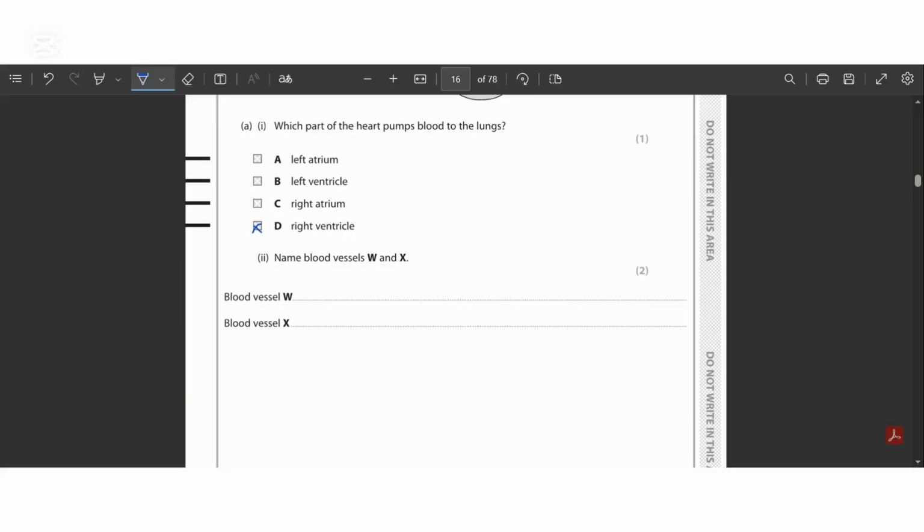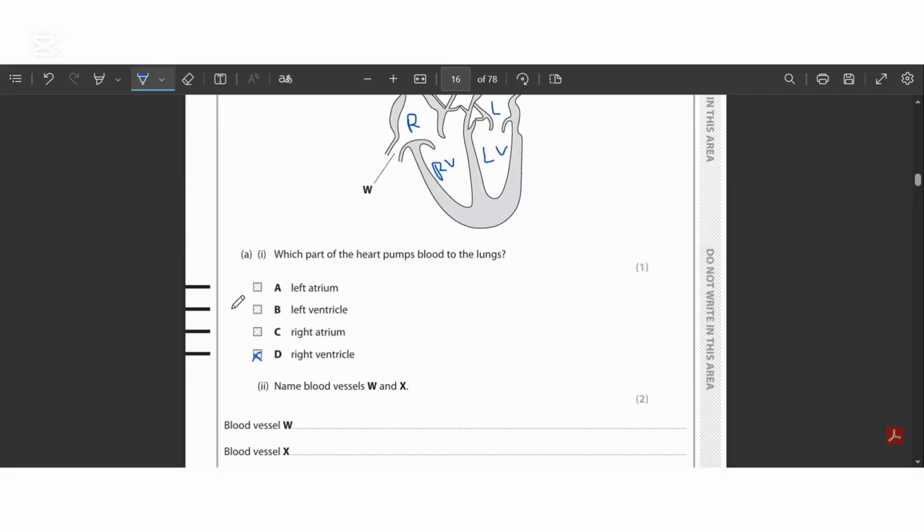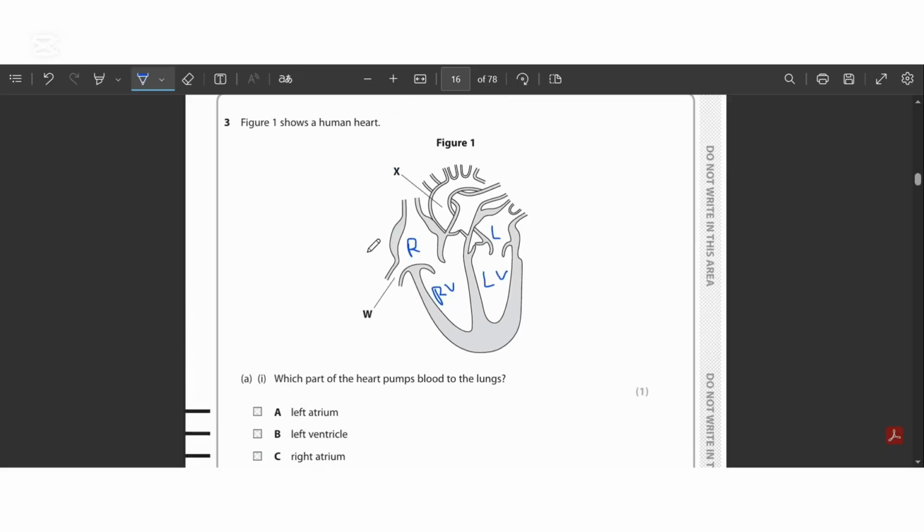Part B says, name blood vessels W and X. So let's move back to the diagram. So W is this part and X is this part. As we just discussed about the heart structure and how blood is flowing through the heart to the lungs, and then from the lungs to the heart and then to the body via the double circulation process.